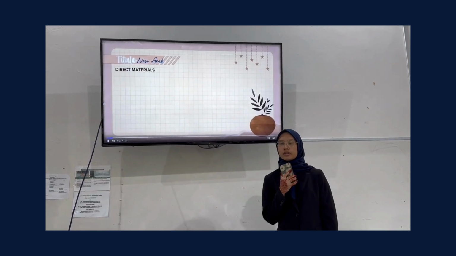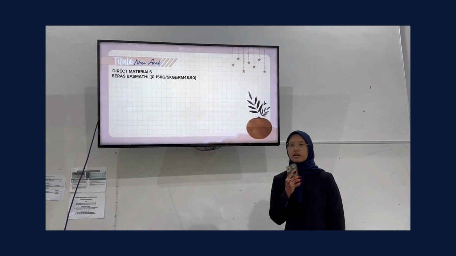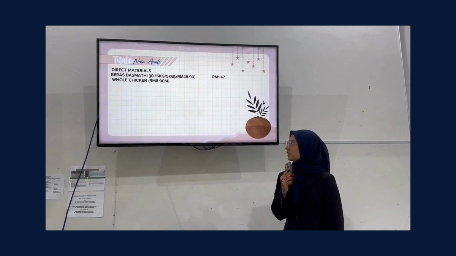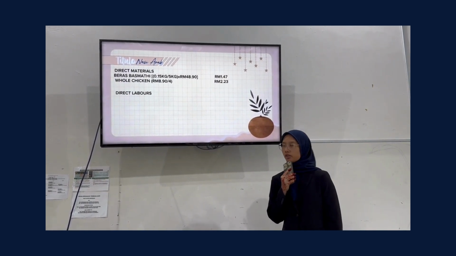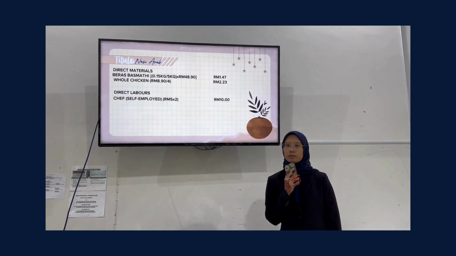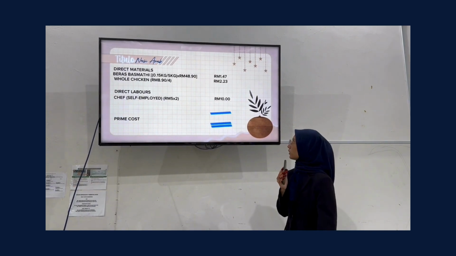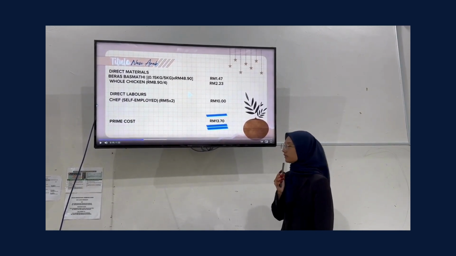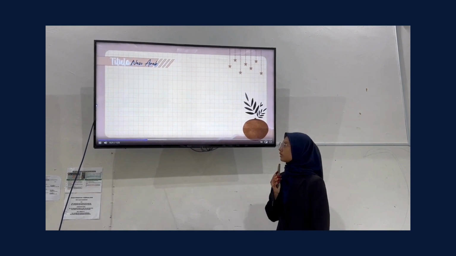So we're going to talk about the nasi Arab ingredients. First, for the direct materials, beras basmati costs only RM1.47. Next, they use whole chicken divided by 4, which costs only RM2.23. For their direct labor, the chefs, they have 2 chefs that cost only RM10. Their prime cost is RM13.70.